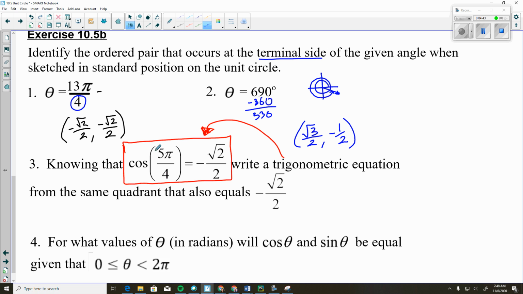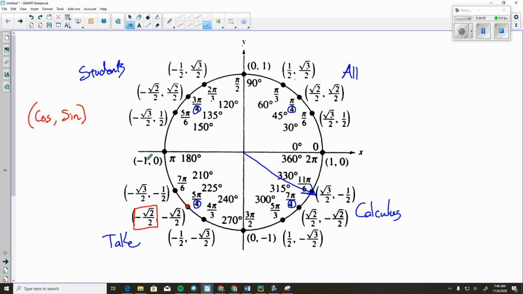Okay, so I want to make another trig equation where I get the exact same output. It's also equal to -√2/2. So what could I write here? Well, from this same quadrant, there's only another place where I see another negative root 2 over 2. It's right here, okay? So how could I write a trig function so that this would be the output, so that it would equal this, okay?